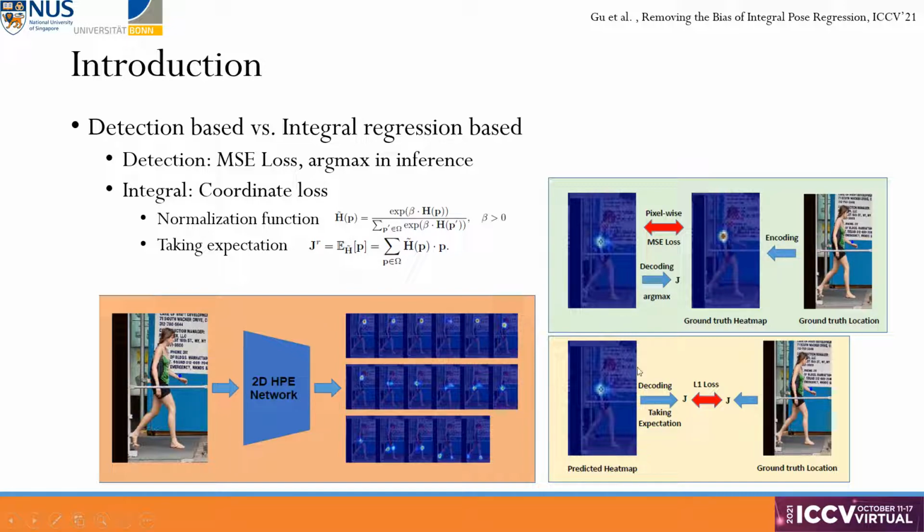GT coordinate. For integral pose regression, soft-argmax is deployed to directly generate the joint coordinate, which takes the expectation of the heat maps. Another difference is that the integral pose regression is based on the joint coordinate, which contains no pixel-wise supervision.